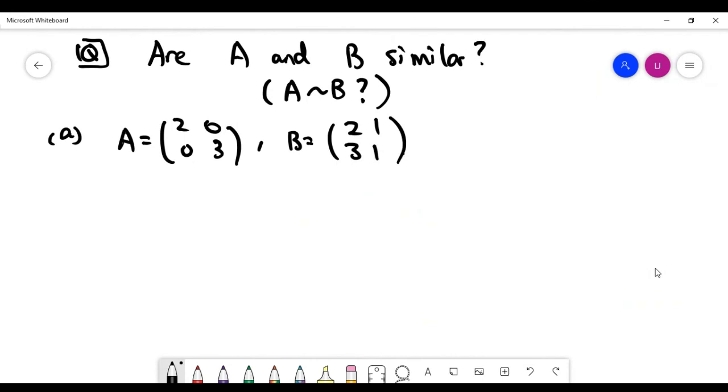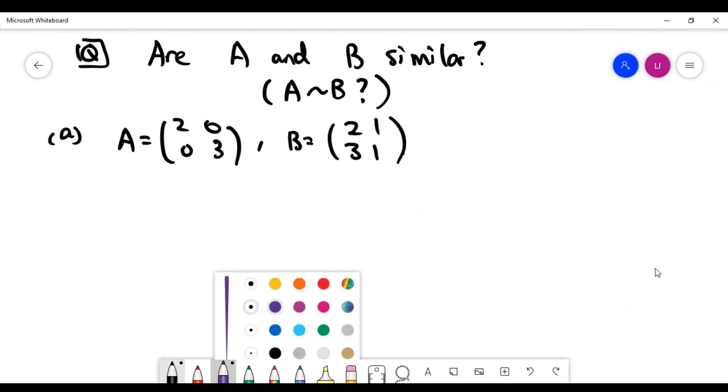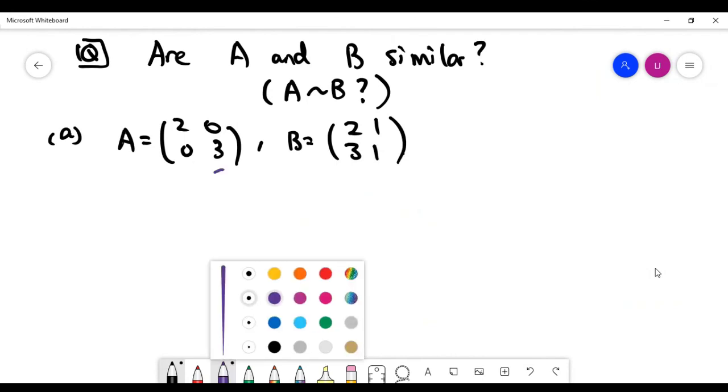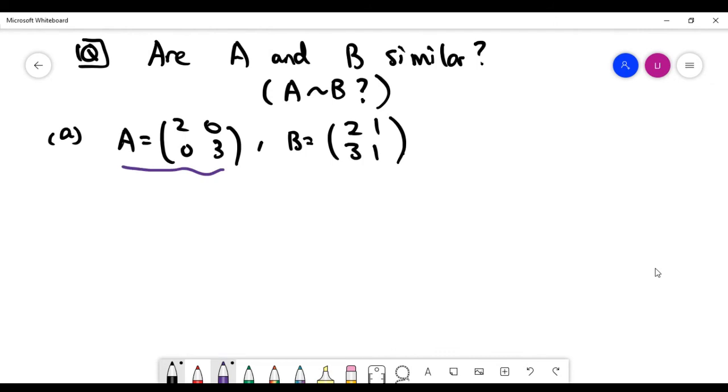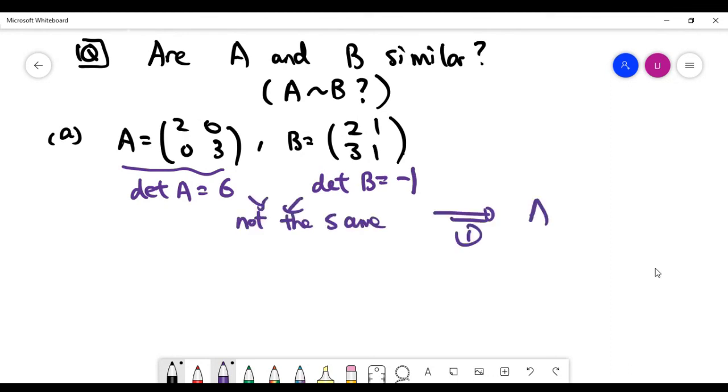So please look at the given two matrices A, B in part A. Can you see why they are not similar? So we can use the previous three properties, right? We can look at the determinant first, which is 6 for the first case, and the second case actually has determinant -1. And because they are not the same, by the property 1, we understand that A is not similar to B, right?